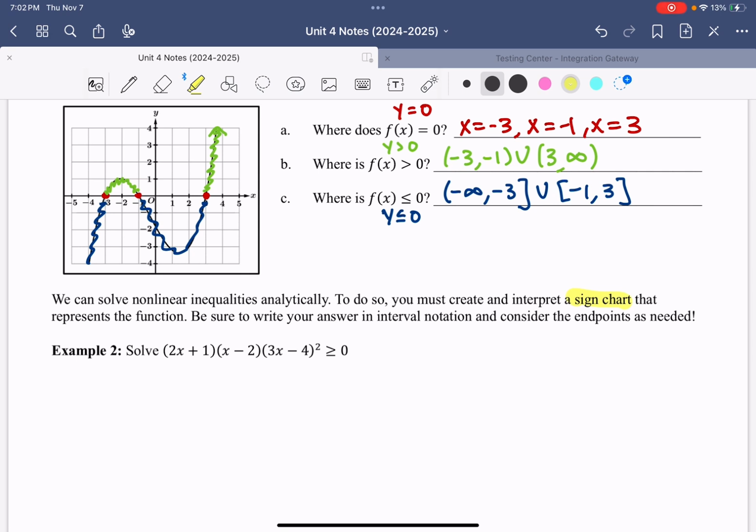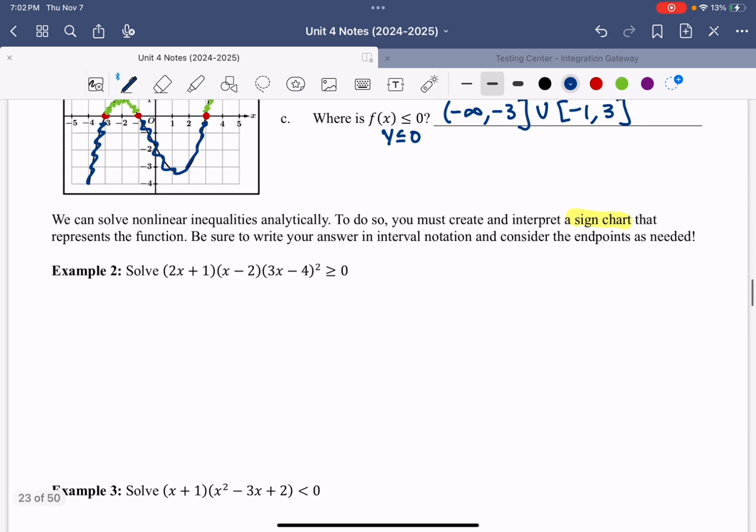The whole point of a sign chart is that we're basically going to construct a graph of a function, but we're not going to do so by actually drawing a graph. We're going to do so by thinking about some values on the graph and whether they're positive or negative. For instance, in example 2, we're going to solve this factored polynomial, and we want to know where it's greater than or equal to 0. Basically this question is asking, where is this polynomial above or touching the x-axis? We're not going to make a graph for it. We're not going to graph this on a calculator. We can do so analytically.